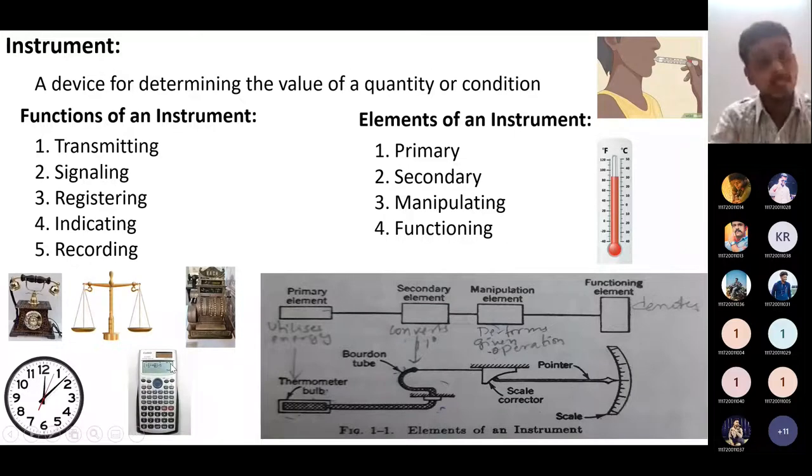So these are the various functions which are performed by an instrument. I hope it is clear. If you have any doubts, you can ask me.